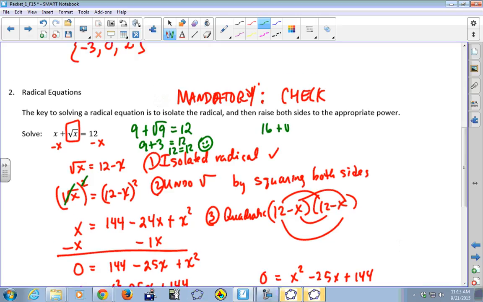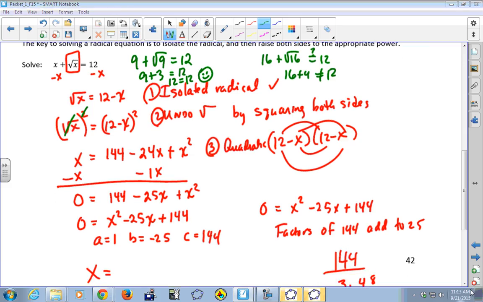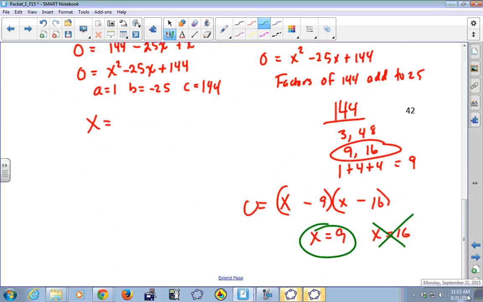Now I try the 16. 16 plus the square root of 16, does that equal 12? 16 plus 4 does not equal 12. So that's what we call extraneous. That does not work. So your solution set for this equation is just the number 9. So you have to make sure when you do a radical equation that you check your answers. All right? Any questions on solving this radical equation?